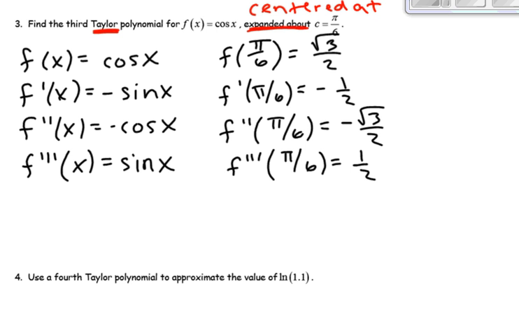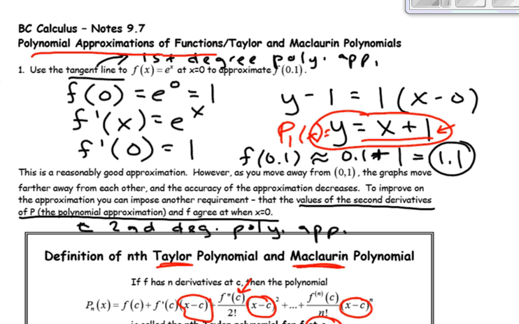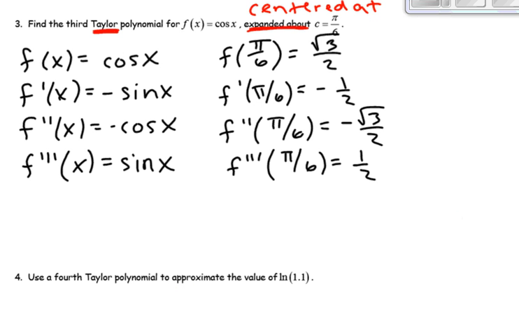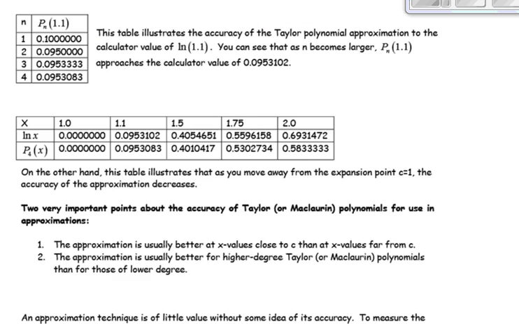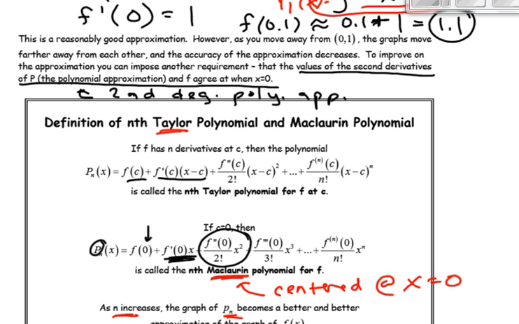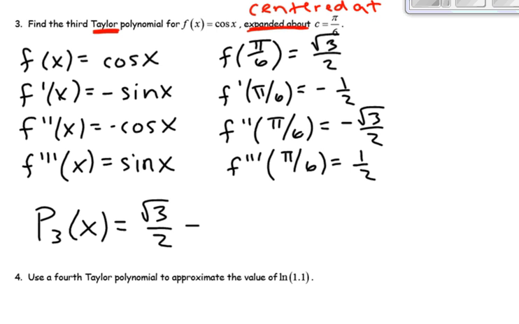Now we're going to pull all that together and follow the Taylor polynomial definition. It's a little bit more steps than the Maclaurin. So we have f of c. For our third degree polynomial, we first write down that first value, root 3 over 2. Then the second term is f prime of c times x minus c. Notice the degree of that is 1, so the first derivative goes with the first degree. That's going to be minus 1/2 times x minus c, which is pi over 6.